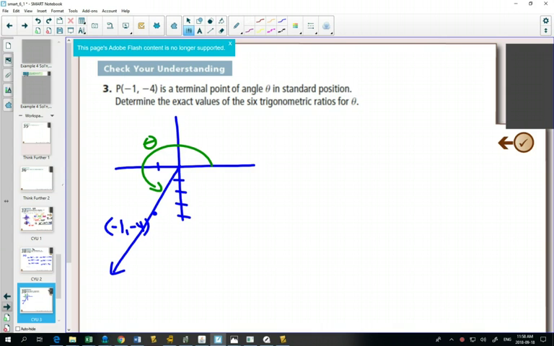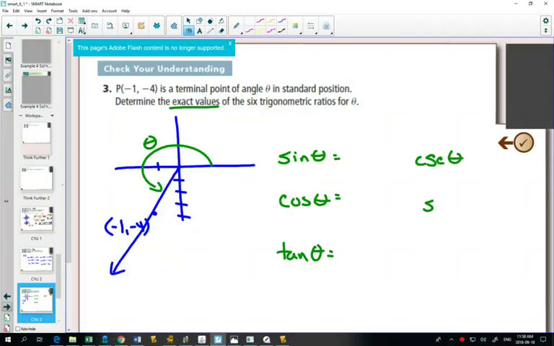We need to find, without a calculator, because it says exact values, just based on this picture, what sine of theta, cos of theta, tan of theta are, as well as the reciprocals, cosecant theta, secant theta, and cotangent theta. And all we're given is this information.